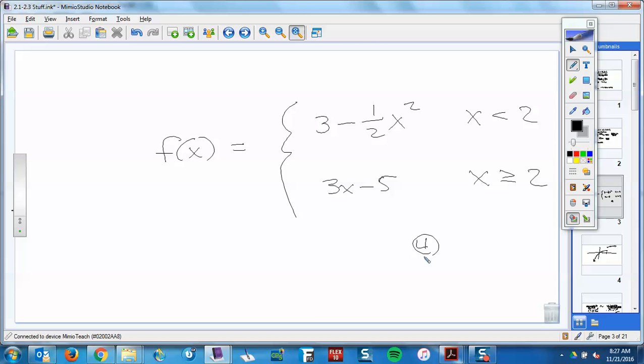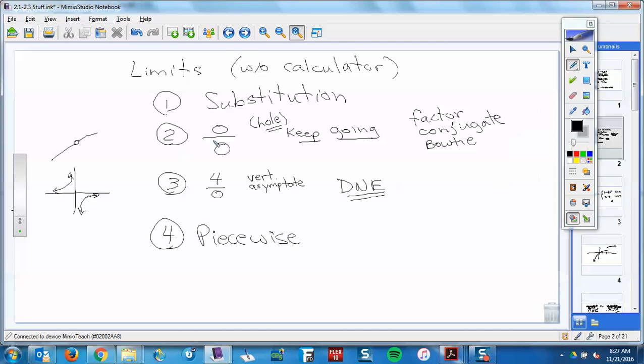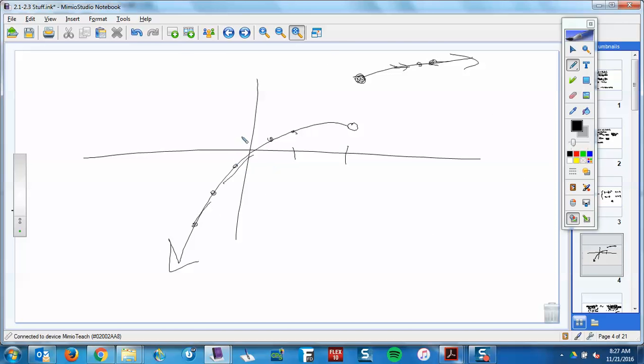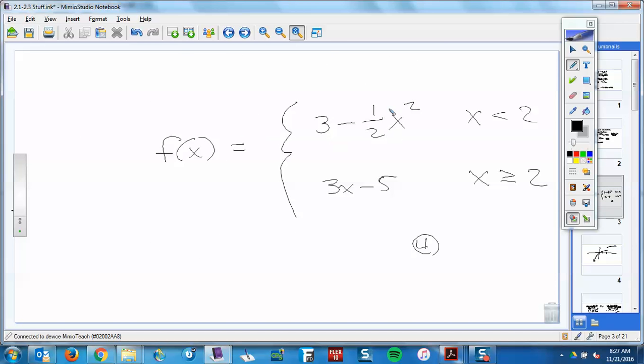What about when x approaches 0? Well, now we're on this part of the graph, right? When x is less than 2. We're on this part of the graph over here. So we just plug in a 0. 3 minus 0, 3. Right? It's just that easy. A piecewise function, you know where the weird thing's going to happen is where it breaks, right here. Right? Where it switches from one graph to the other.